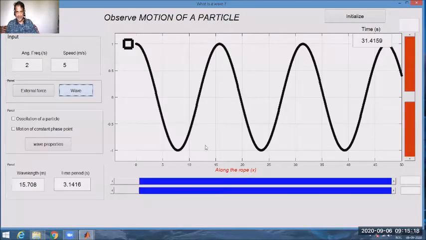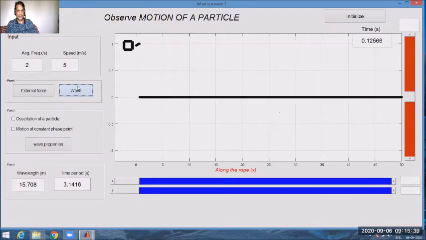Let us visualize and understand the properties of a wave. As we know, there are three important properties of a wave: wavelength, frequency, and speed, connected by the famous equation. So to generate a wave, we had given frequency, that is angular frequency, as 2 per second and speed as 5 meter per second. Let us see how the wave moves with these parameters.